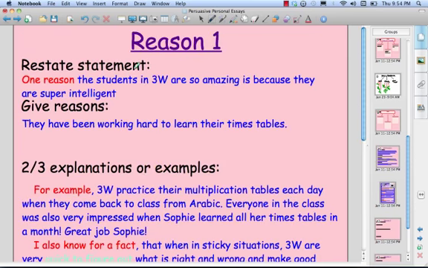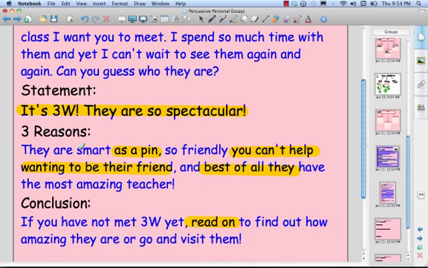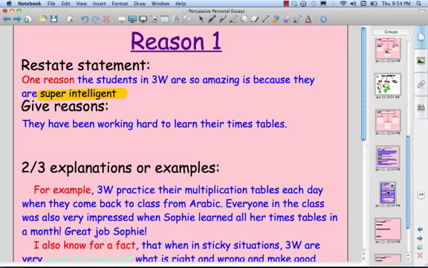Now we need to make sure that we restate this statement. One reason the students in 3W are so amazing is because they are super intelligent. Now as you can see, this time I have said they are super intelligent. Here I have said they are smart for my first reason. Now these words are synonymous. They are synonyms. They mean similar things, but they're not exactly the same word. Now I would like you to make sure you do that. Instead of just writing they are smart, they are smart, they are smart, all through this paragraph, you can use different words that mean the same thing. It will make your writing much more interesting.